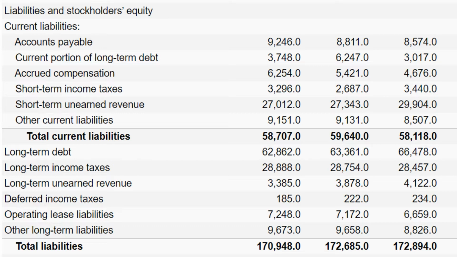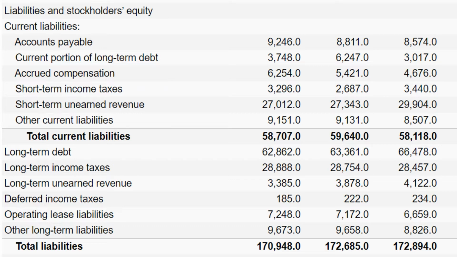The next section we're looking at is accrued compensation. So accrued compensation refers to the amount of liability remaining at the end of a reporting period for salaries that have been earned by employees but not yet paid. You can see Microsoft does have some accrued compensation, just over $6.2 billion that it's owed to employees. Short-term income taxes is next, so those are income taxes that Microsoft is going to have to pay within this year.